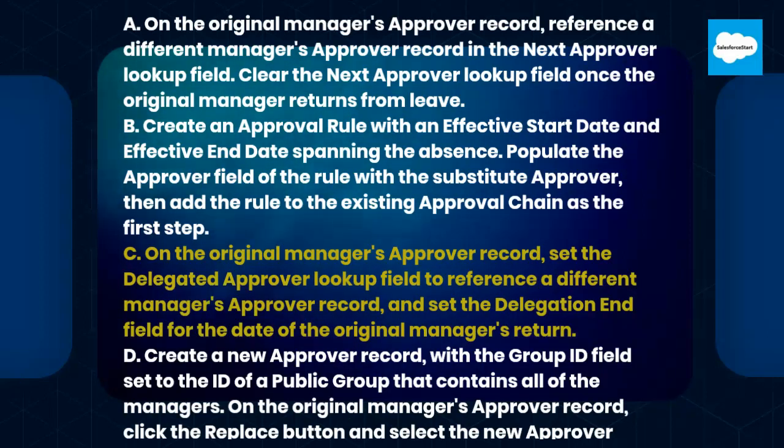The answer is option C. On the original manager's approver record, set the delegated approver lookup field to reference a different manager's approver record, and set the delegation end field for the date of the original manager's return.